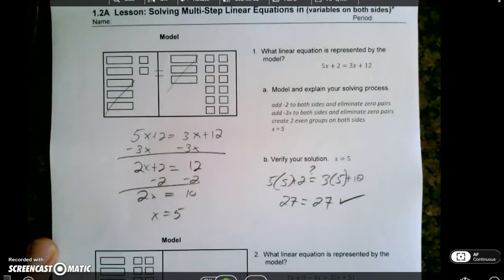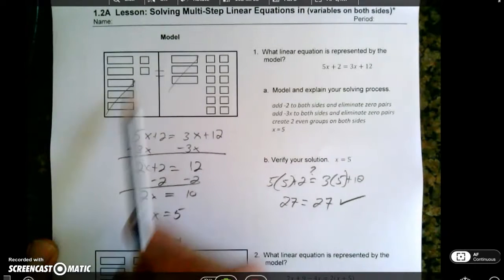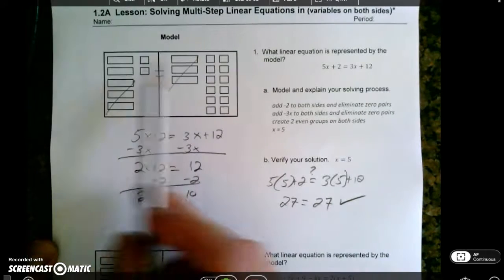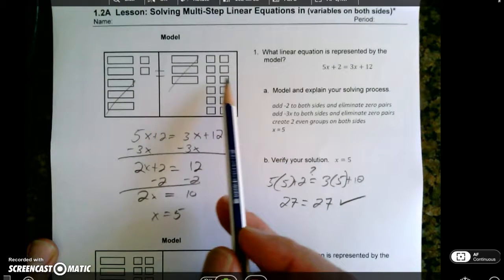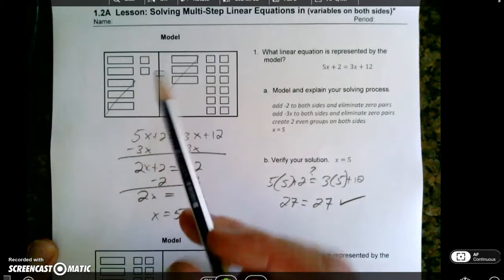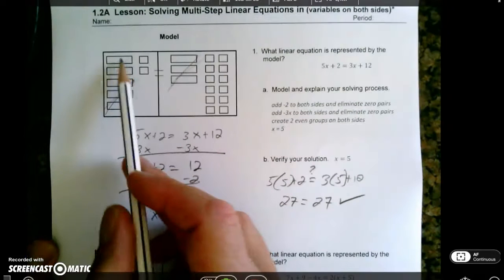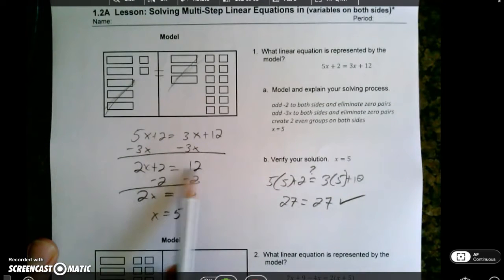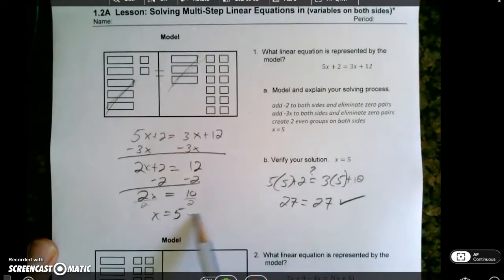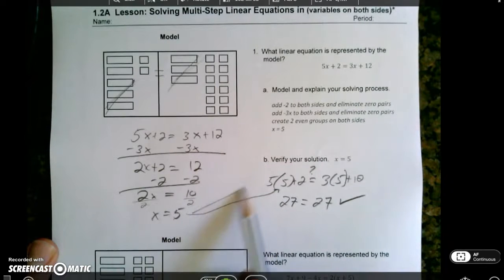So first of all, you guys are pretty good at knowing that these are x's and 1s. So your equation right here, 5x plus 2 equals 3x plus 12, just comes from that. And then what we're showing here is that if I take away 3x from both sides, what I really only have left is 2x plus 2 equals 12. And that's what you have here. And then, of course, you subtract 2 and divide by 2, and you get x equals 5. And then I've verified it over here by taking the 5 and plugging it in to x. And I got a true statement that 27 equals 27.